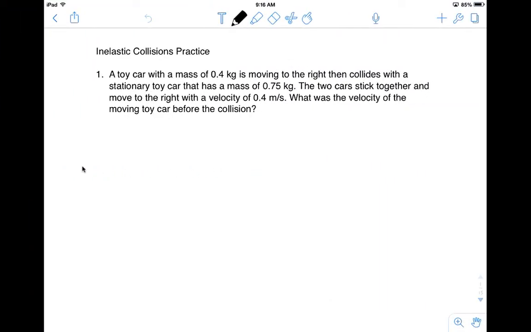Okay, guys, so we're recording. Now, this is number one. It says inelastic collisions practice.